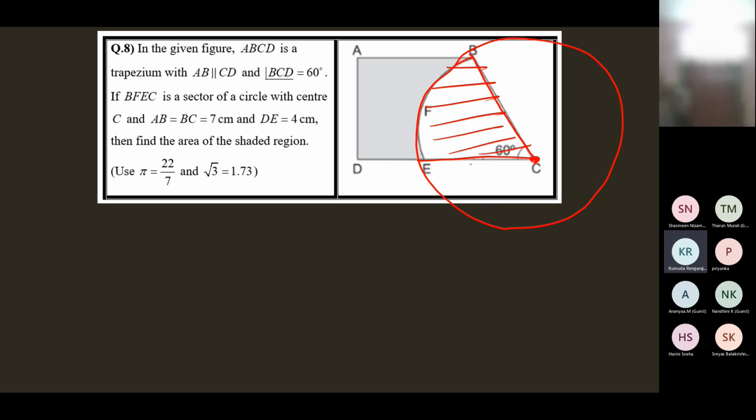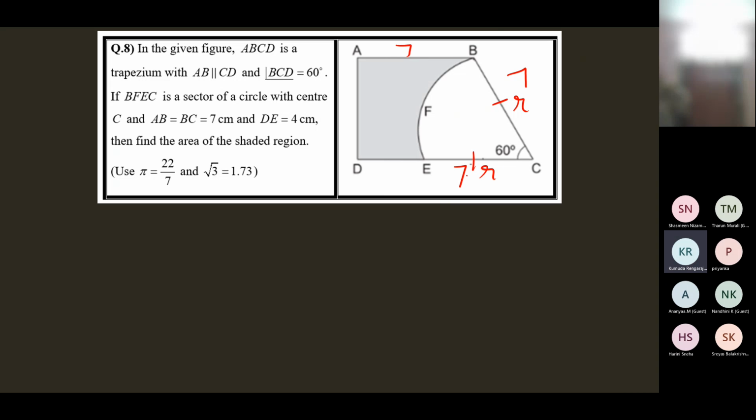So CB and CE are the radii. Remember that these two sides are equal because of the radius R. AB is equal to BC is equal to 7 centimeters. AB is 7 and BC is also 7. That means AC is also 7.